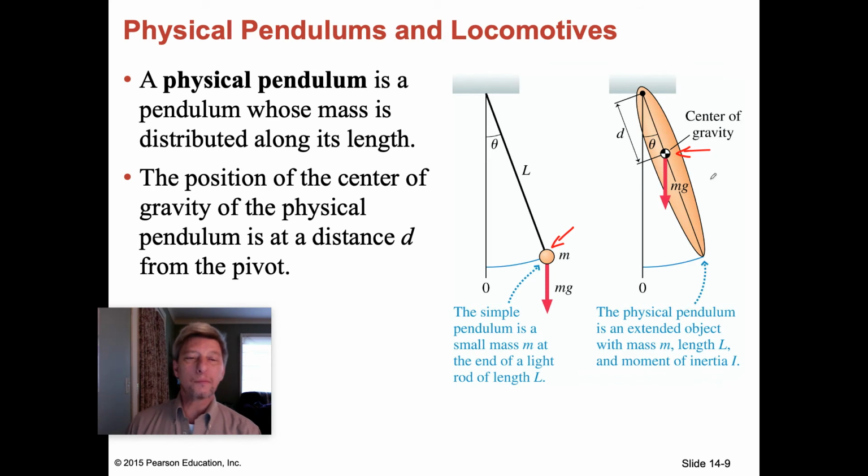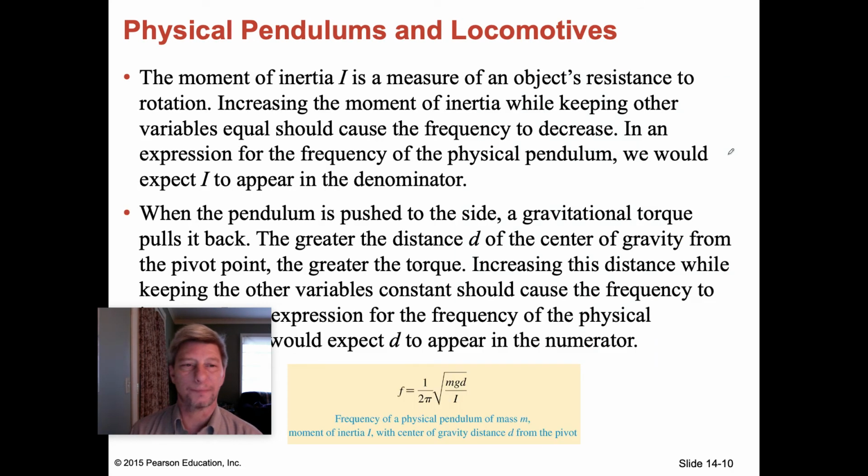And so the position of the center of gravity of the object is at a distance d from the pivot point, which is located here. And so now, instead of the length of the pendulum becoming important, it's going to be the distance between the pivot and the center of gravity. So the relationships mathematically are all still the same. The only difference here is that now we're measuring the length or the distance between the pivot and the center of gravity, as opposed to the entire length of the pendulum.